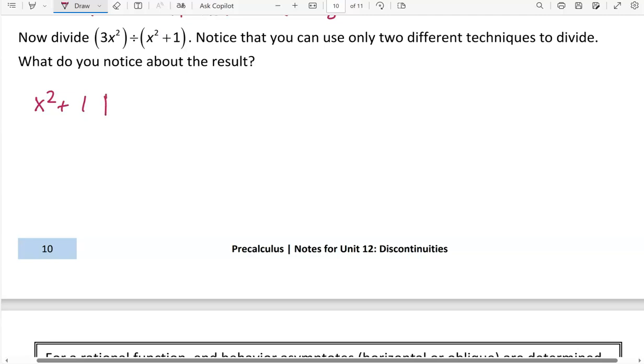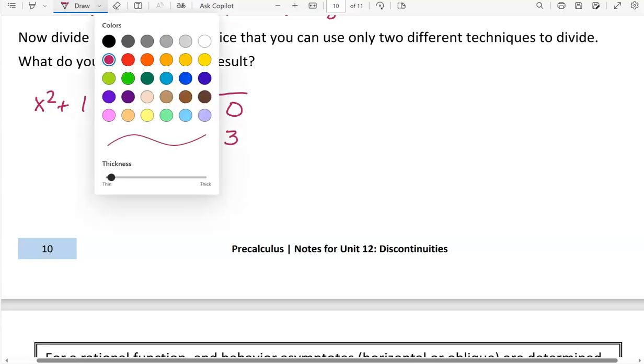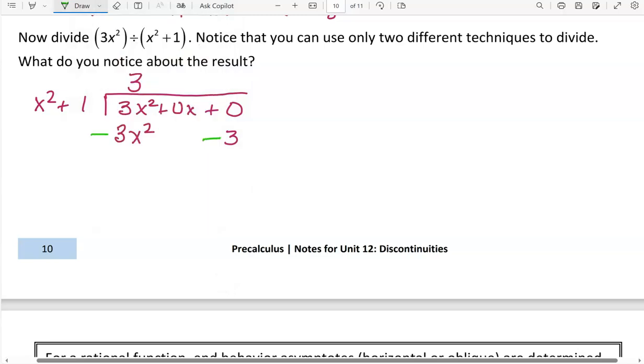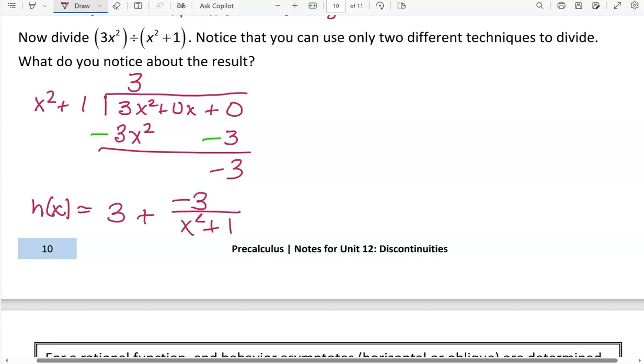X squared plus 1 divided into 3x squared plus 0x plus 0, putting the 0 placeholders in there. And then first term divided by first term, 3x squared divided by x squared is 3. Multiply the 3 times the entire divisor, and we get 3x squared plus 3. Now I'm going to change the signs of both of those to negative, and then add, and that'll give us a remainder of -3, which means that our function h of x can be rewritten as the quotient 3 plus the remainder -3 divided by x squared plus 1.